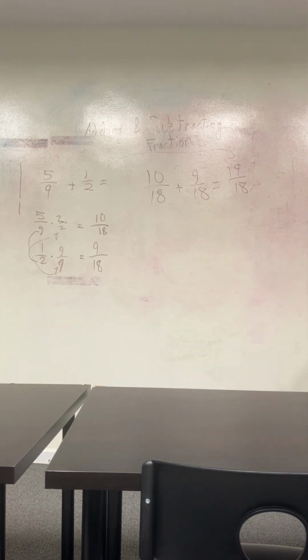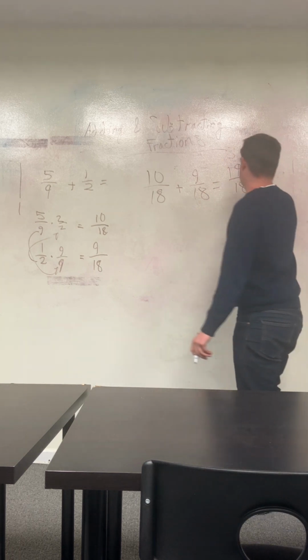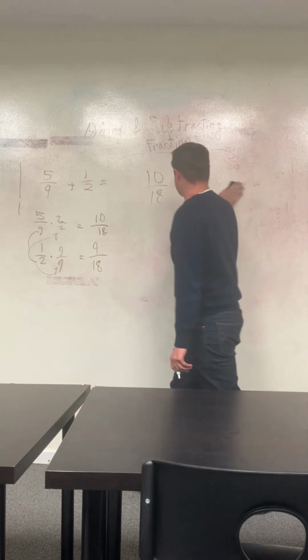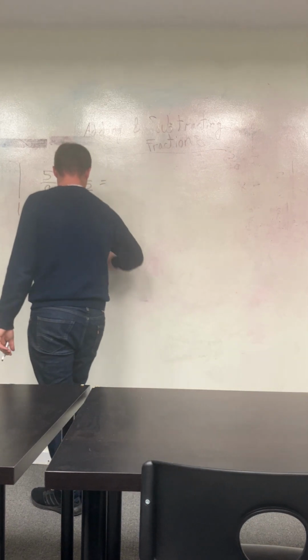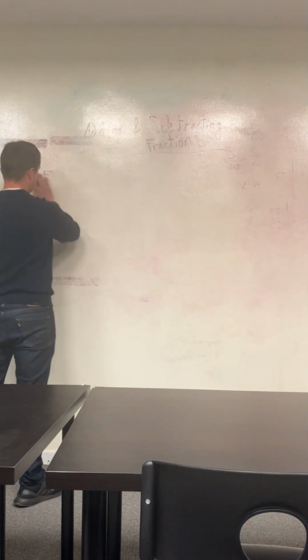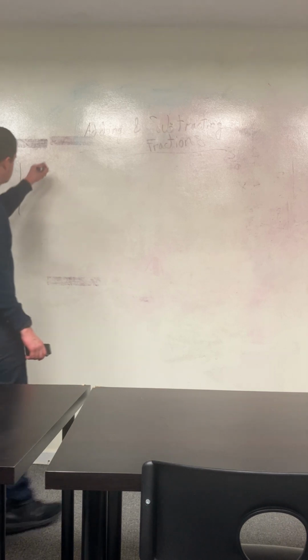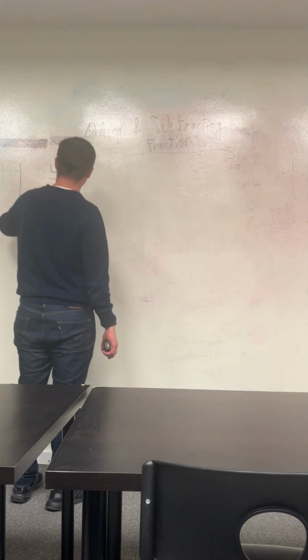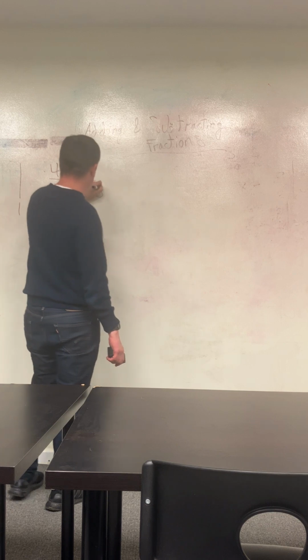Alright, I'm going to do some subtraction now, okay? Really subtraction is not any different, other than this is the difficult part, making sure they have the same common denominator. Let's try 4/5 minus 2/3. 4 over 5 minus 2 over 3. Go to town on that one.